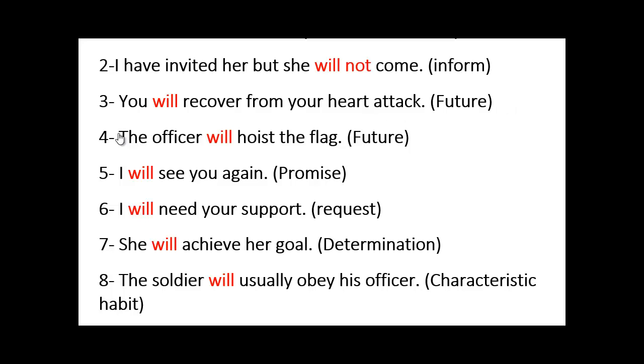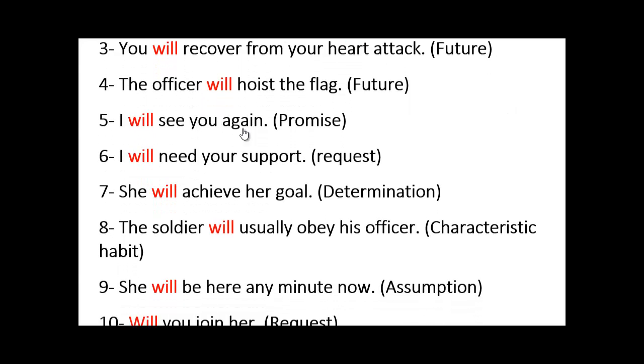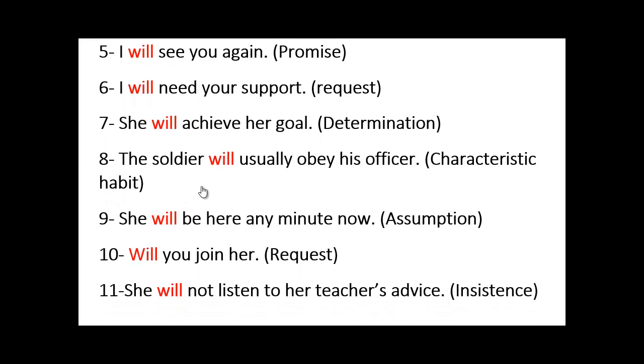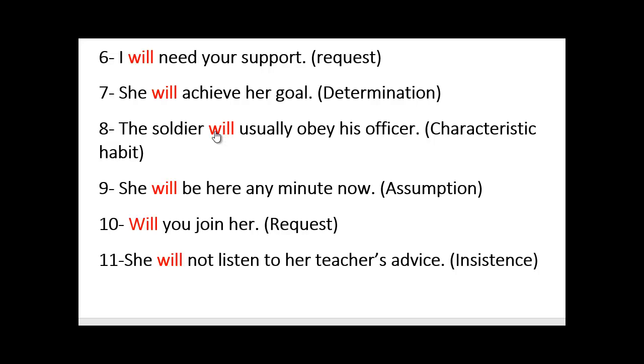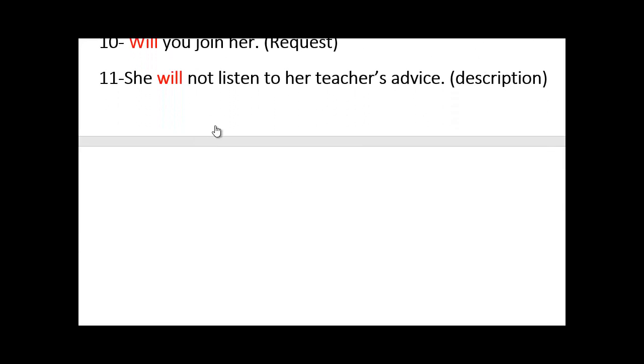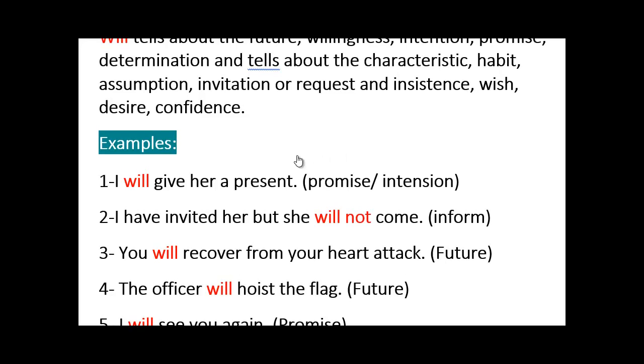She will achieve her goal. That's determination. The soldier will usually obey, okay, his officer. That's characteristic or habits, okay. She will be here any minute now. That's an assumption, okay, or prediction, okay. Yes. Will you join her? Request. She will not listen to her teacher's advice. That's insistence. So she's insisting on not listening, okay? Or description, actually. All right, so that's about will.